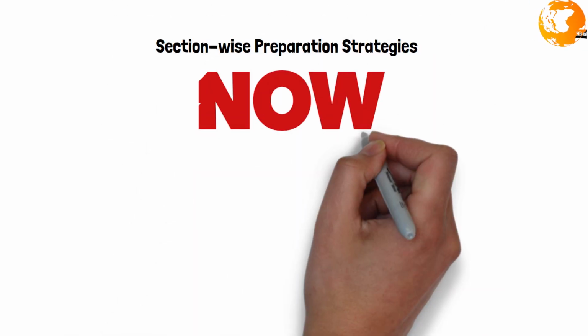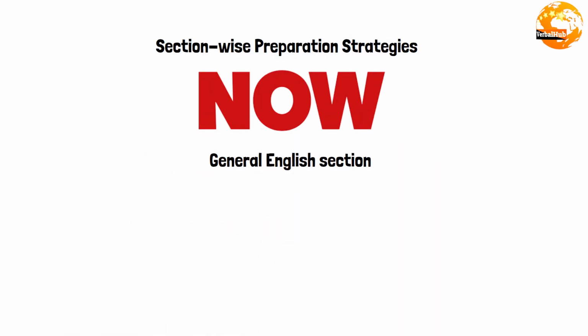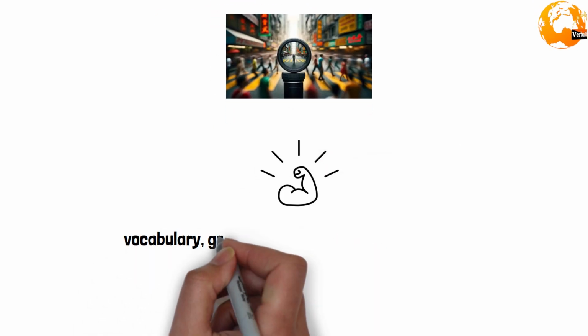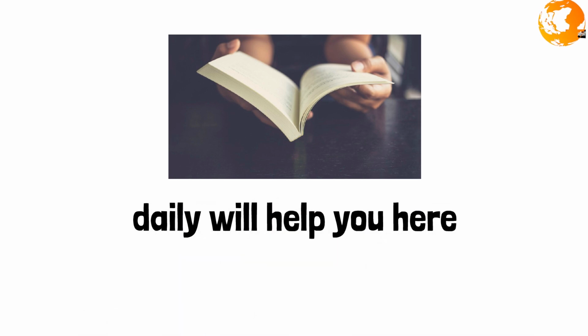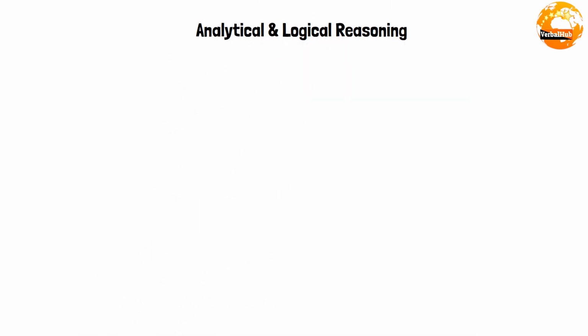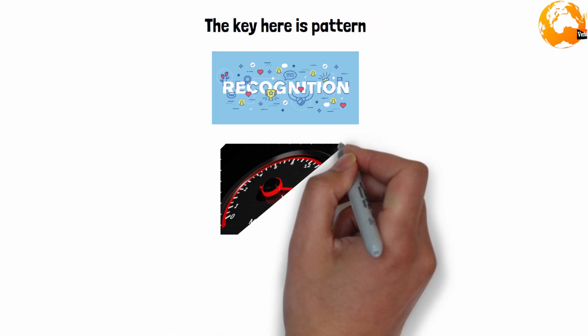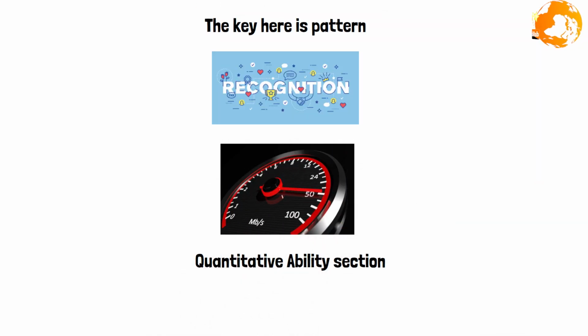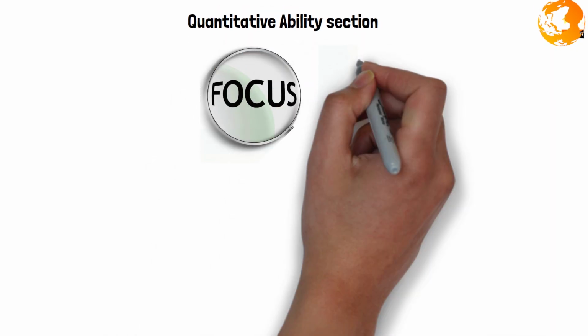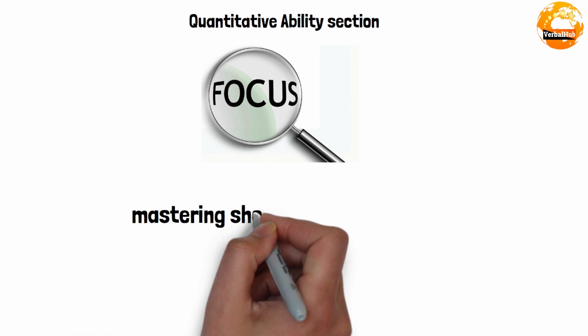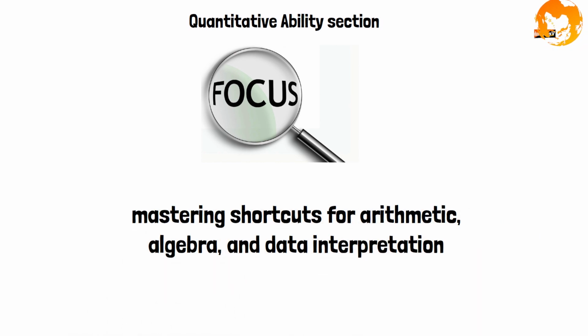Section-wise preparation strategies. For the General English section, focus on building a strong vocabulary, grammar, and reading comprehension. Reading daily will help you here. Moving to Analytical and Logical Reasoning, practice puzzles and logical questions. The key here is pattern recognition and speed. Finally, for the Quantitative Ability section, focus on mastering shortcuts, arithmetic, algebra, and data interpretation.